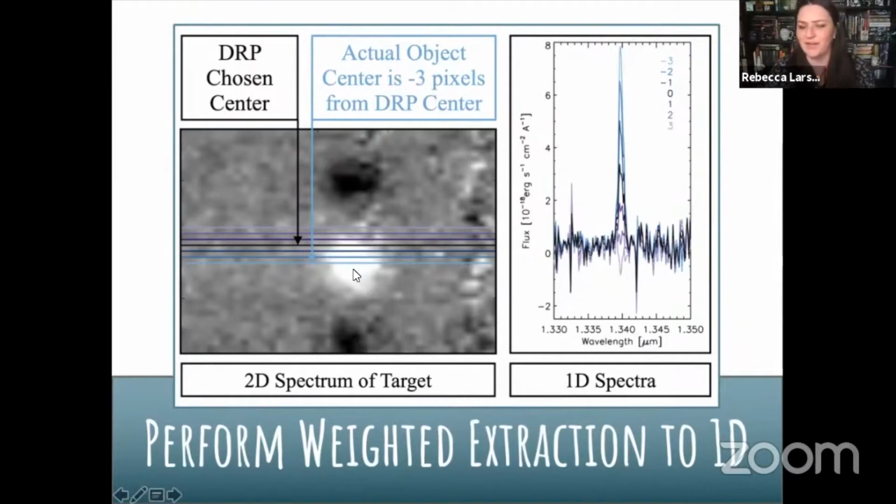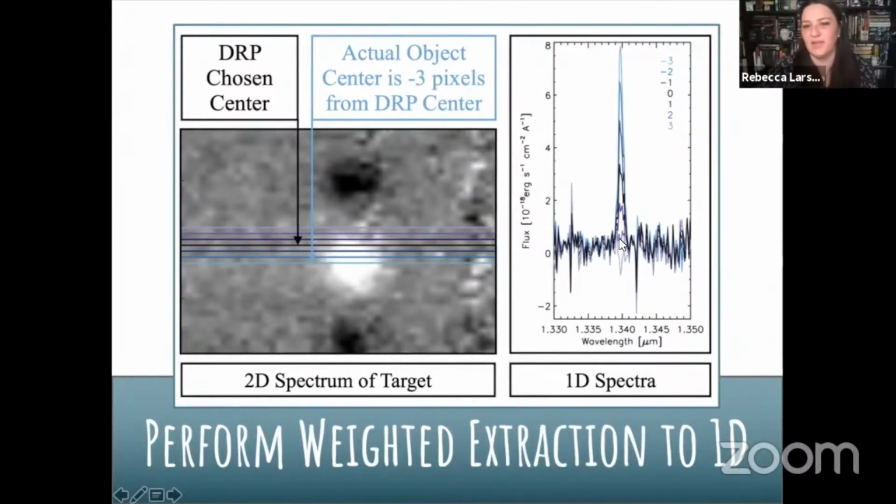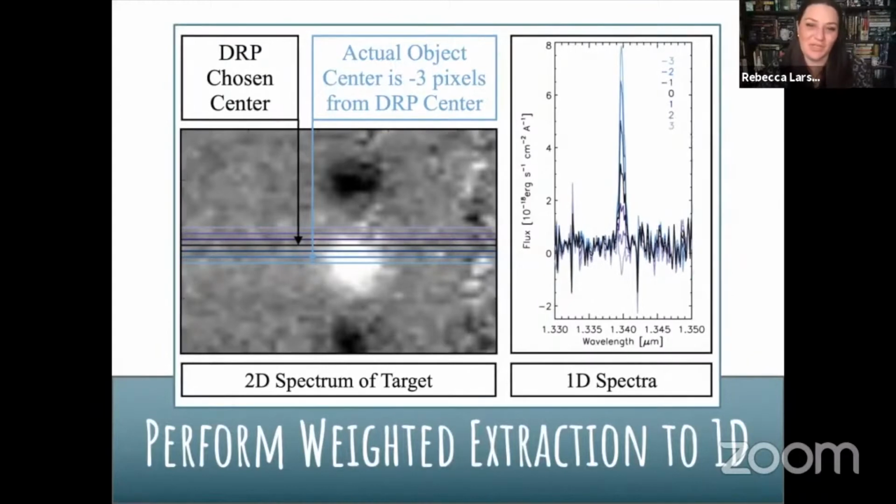But we were also finding that our objects were offset from where the traditional MOSFIRE pipeline was expecting them to be. Here I'm showing that this black line is where the pipeline expected our object to be centered, but we're actually finding it centered here. If you are using an extraction profile that is not quite lined up with where your source is, you aren't getting the full flux, and you need to make sure that you're lining it up. This is easy to do when you can see your object, such as this emission line here, and so you can tell the pipeline where you need to extract the center of your profile.